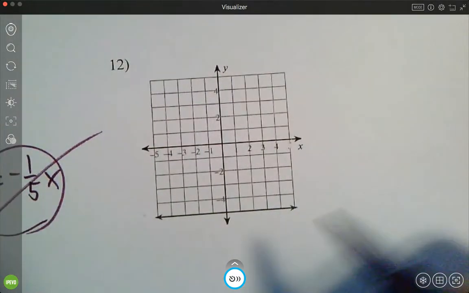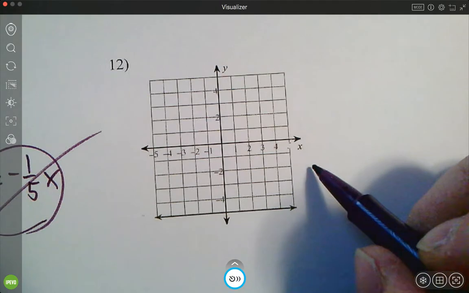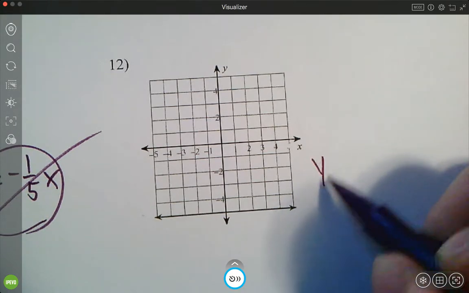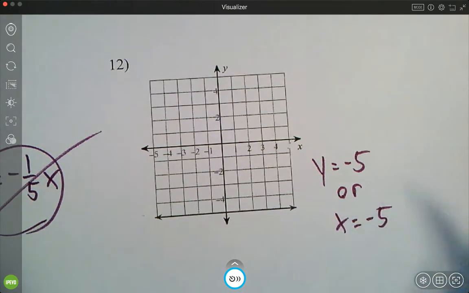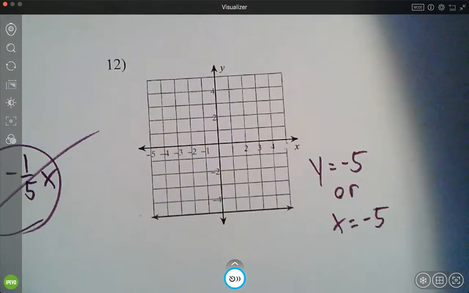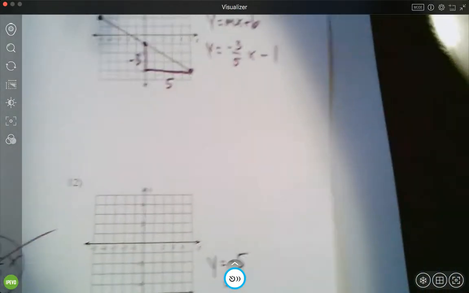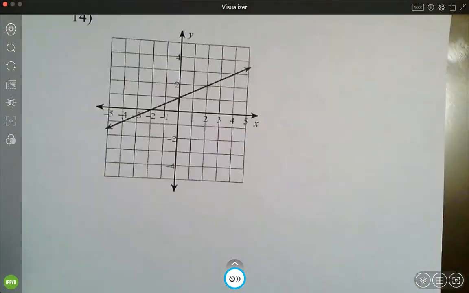Number 12, when you try that one, that's either going to be y equals -5 or x equals -5. Cool. Let's do one more here. Let's do number 14 as a quick review.